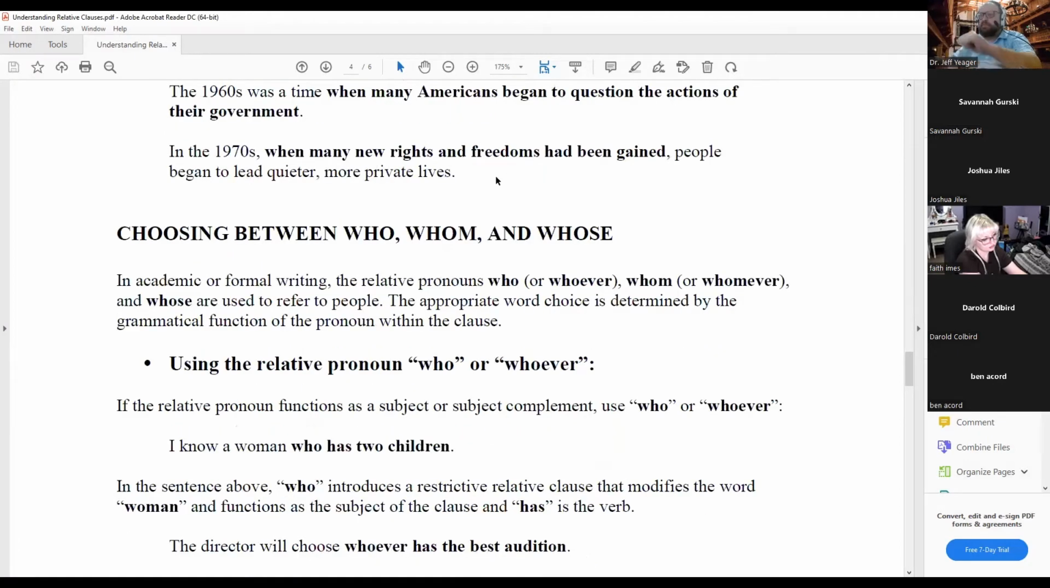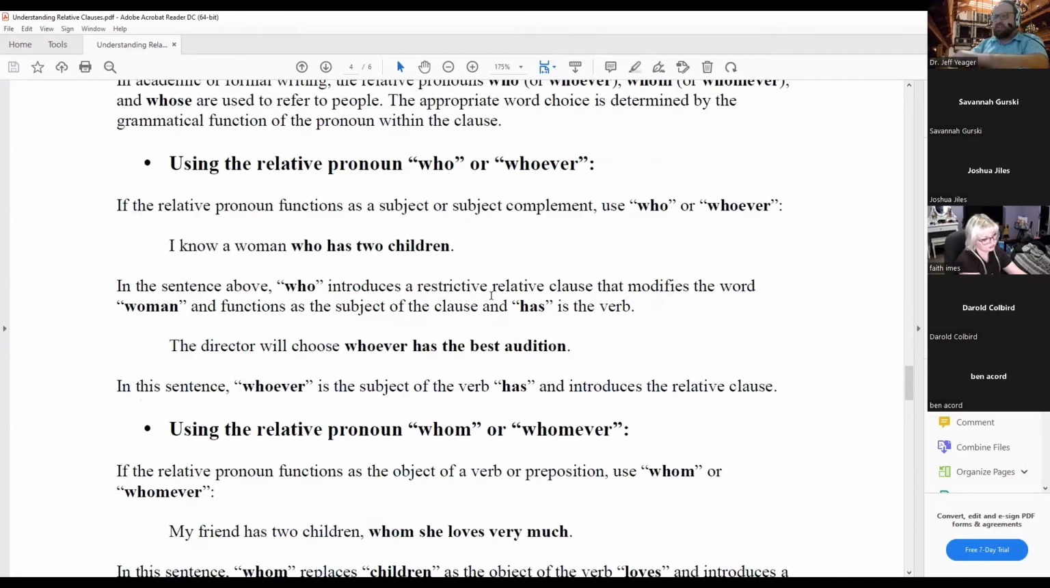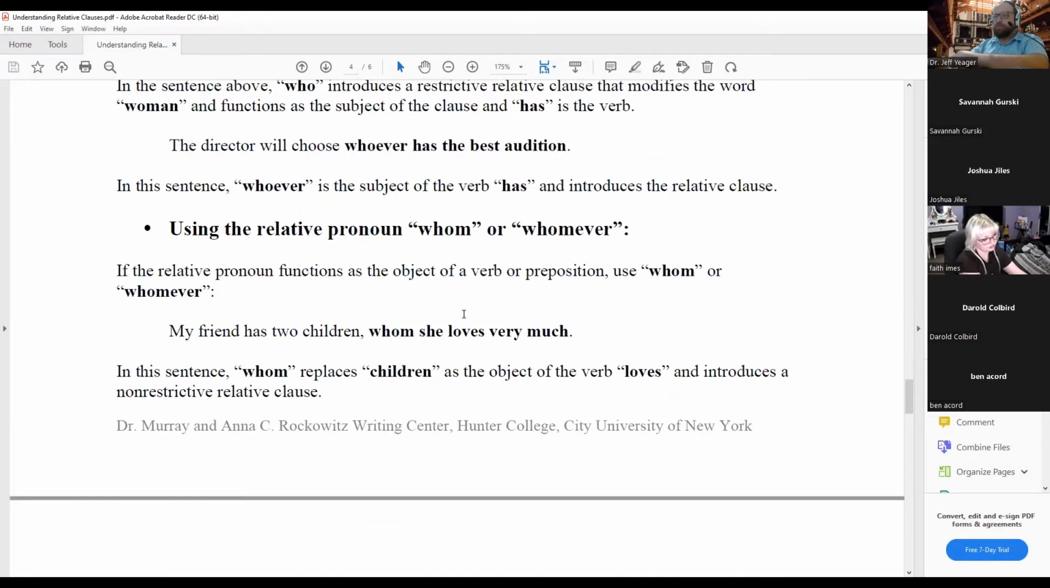And that's that and which. You should also know when to use the word whom. Again, this depends on restrictive and non-restrictive.